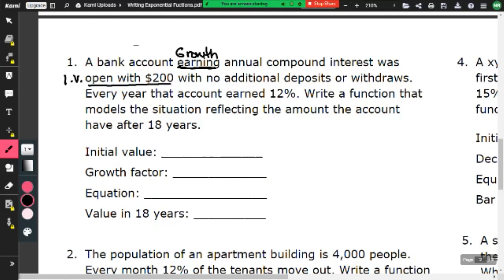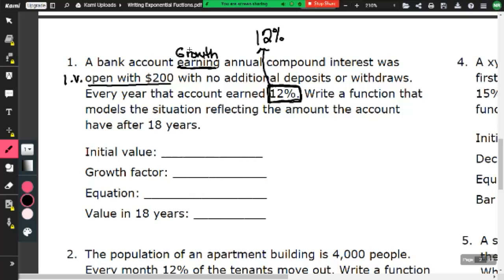And it says with no additional deposits or withdrawals. Every year that account earned 12%. There's a number that's going to be very important, but because it has that percent symbol, what does that represent? Does that represent the factor or the rate? It only represents the rate. I'm just going to draw that. 12%. That's going to be important. I'm not going to use it yet.